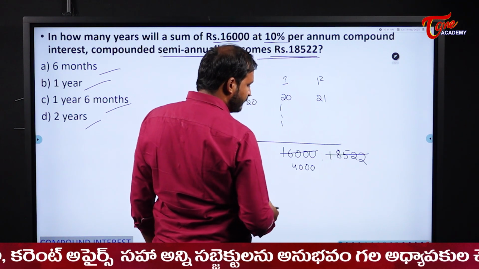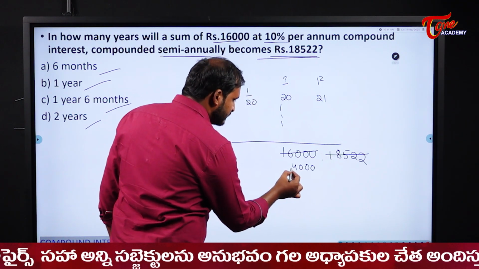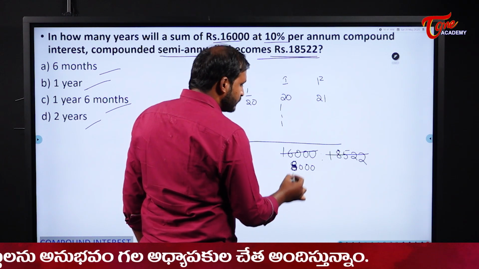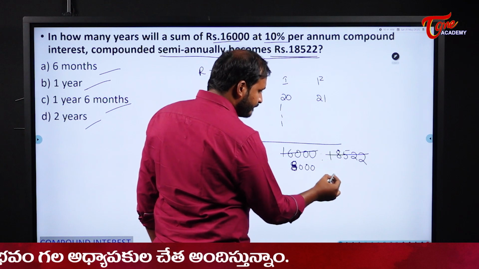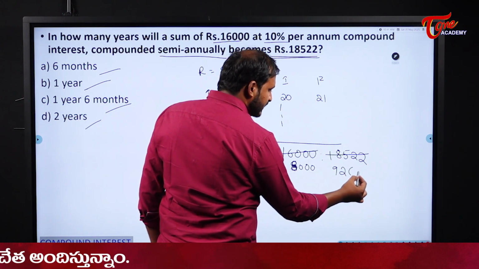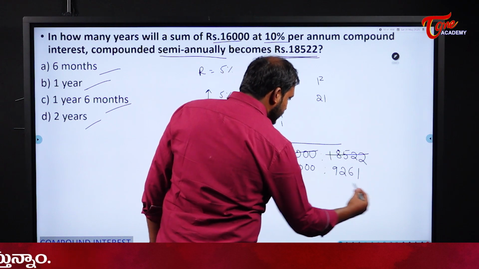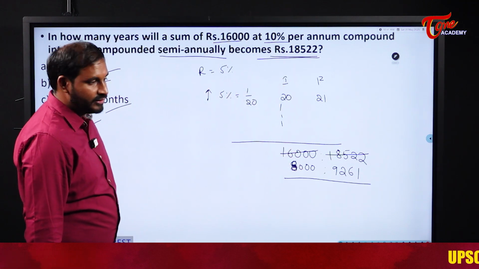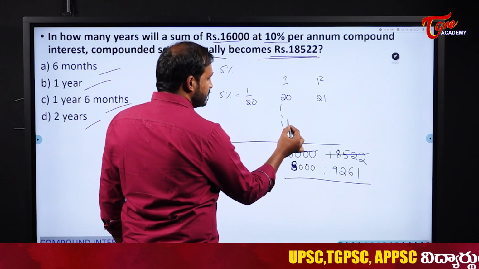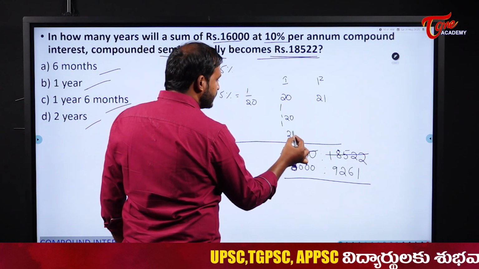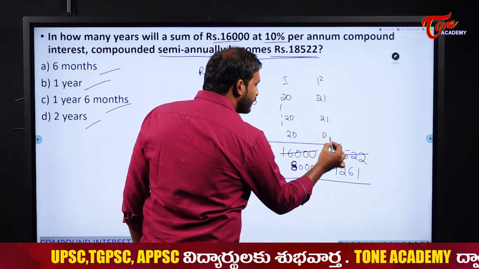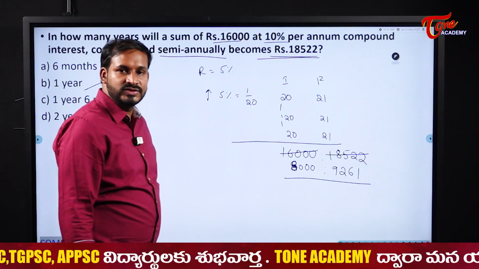It is not divisible by 4, right? So with just the table of 2, it becomes 8,000. Then what happens to this one? 9 to 6, 1. So 20 into 20 into 20. Yes. 20 into 20 into 20 is what? 8,000. Similarly, if you check 21 into 21 into 21, it will become 9261.